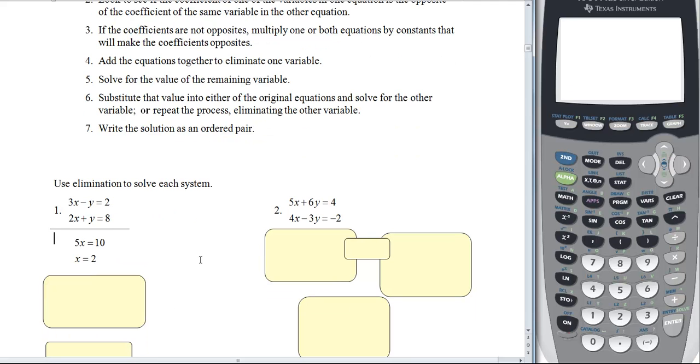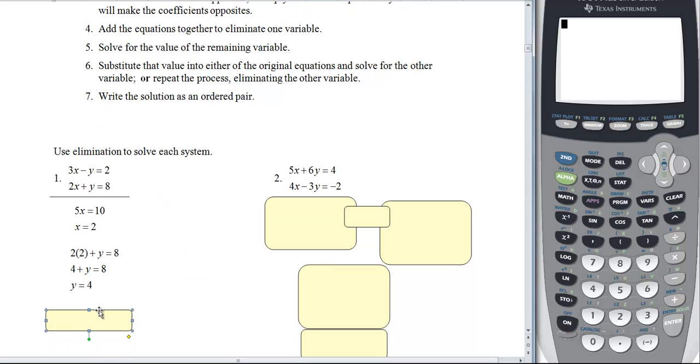Now, which equation do you put it in? It does not matter. I usually go back to see which one has the smallest numbers. So if we put 2 into this one, let's see what we get. Substitute in. This would give me 4, and subtract 4. My y value should be 4. So my solution would be in parentheses 2, 4. Check it in the other equation, and that would be a way that you could double check yourself and make sure that your answer is correct.